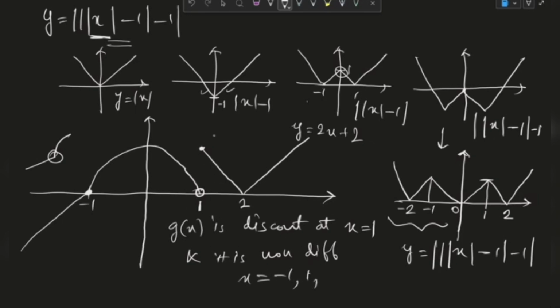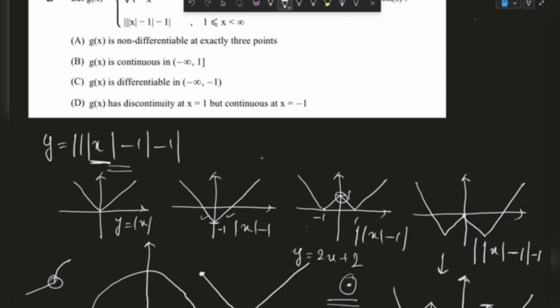You know, if at a particular point it is not continuous, it will also not be differentiable. And also at 2 there is a sharp corner. So basically this is the conclusion we reach. I will read the options once to find out which are correct. Option A says that g of x is non-differentiable at exactly 3 points, which is correct.